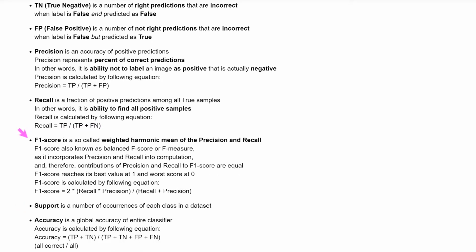F1 score metric is another measure of the model's accuracy. It is also called the weighted harmonic mean of the precision and recall, because it takes into consideration these two metrics, and the contributions of precision and recall to the F1 score are equal. F1 score is calculated by the following equation.